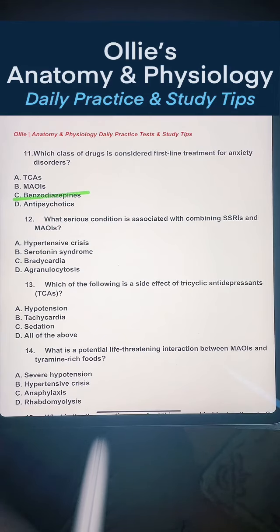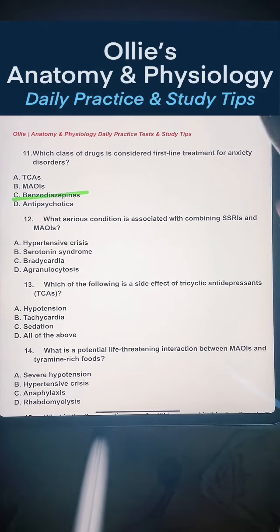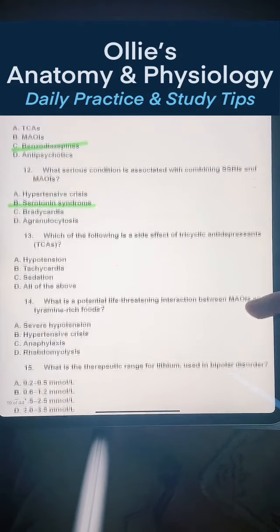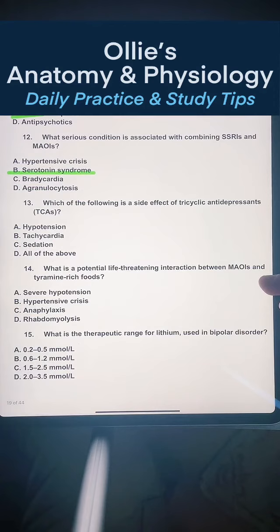SSRI, that is a selective serotonin reuptake inhibitor. So basically they treat depression, anxiety, and whatever. They increase the amount of serotonin in the brain. And then an MAOI, those are monoamine oxidase inhibitors. They're an older class of antidepressants, but they also increase the levels of serotonin. The answer is B, serotonin syndrome. This is essentially where serotonin levels get so dangerously high, they can cause hyperthermia, agitation, tremors. It can be really fatal. Number 13, which of the following is a side effect of TCAs?